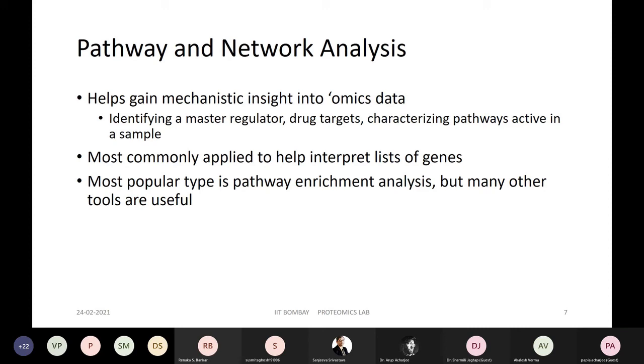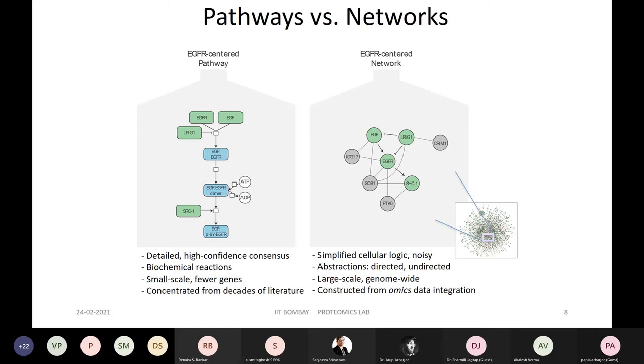Just before we begin, there is a small difference between pathway analysis and network analysis. Pathways are always very detailed, high confidence and consensus datasets. They include biochemical reactions. They are a bit small scale, so there are fewer genes, and the information is taken from literature. These are very robust datasets. Whereas network analyses are more AI driven, so there is lots of abstraction. It's noisy, and obviously it's constructed from omics data integration. So just remember that there's a basic difference between pathway enrichment studies and network analysis studies.